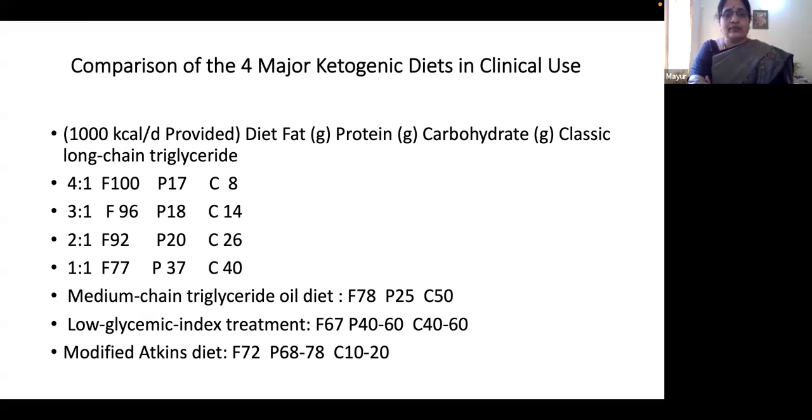So in this example, a 1000 kilocalorie diet recommendation has been mentioned. Using this as an example of the calorie recommendation, I've just given the distribution of fat, protein, and carb under a 4:1 ratio, 3:1, 2:1, and 1:1, just to give you an idea. Obviously in a 4:1 diet, the fat content will be more, minimum 100 grams, according to the calories that are mentioned over here.